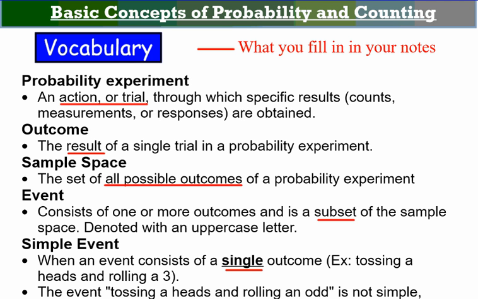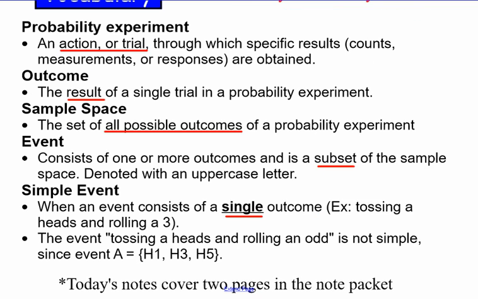It's denoted with an uppercase letter. A simple event is when an event consists of a single outcome. Such example would be like tossing a heads or rolling a 3 or maybe drawing a heart or something like that. So an example would be the event tossing a heads and rolling an odd is not simple. The reason why is because there are multiple outcomes that are combining together to make a single event. So those are the definitions that we need.